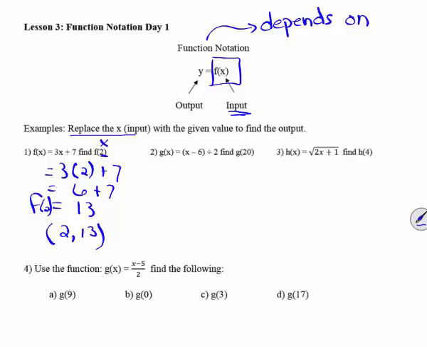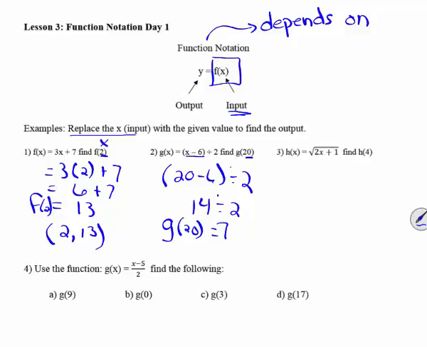All right, let's try this one. So here's my rule, g of x equals (x minus 6) divided by 2. Notice this is in parentheses, I have to do it first. I want to know, well, what happens when x is 20? g of 20 is how you say that. So that means I have to do 20 minus 6 divided by 2. Well, 20 minus 6 is 14, divided by 2 is 7. So g of 20 equals 7.